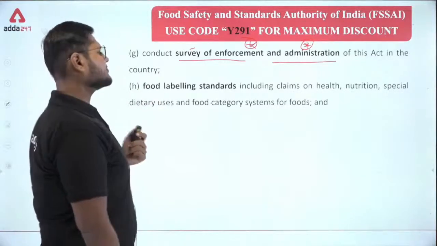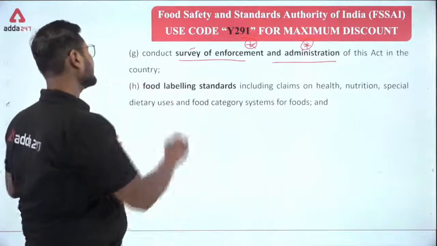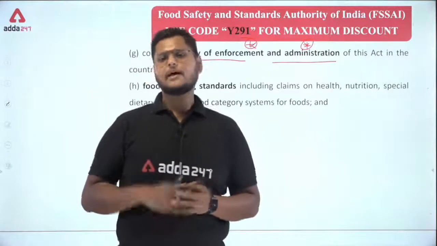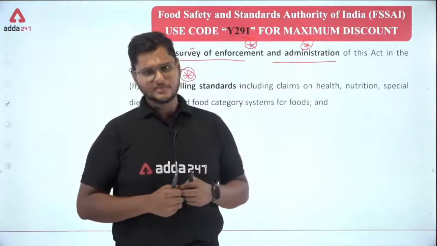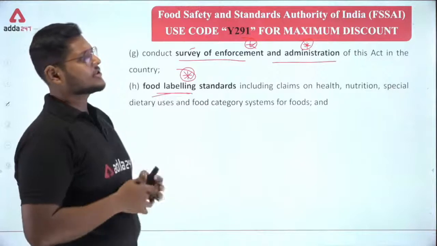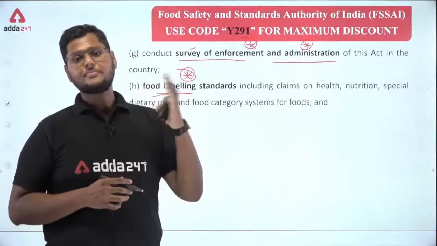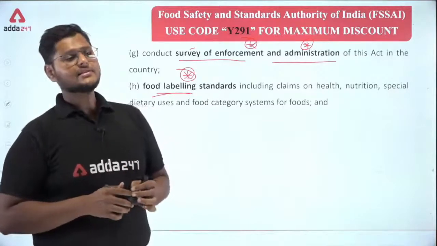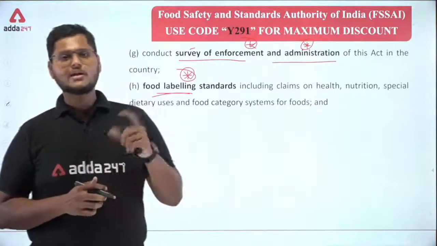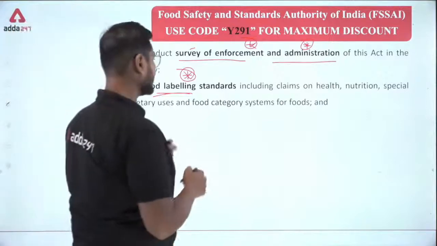Okay, next, food labeling standards including claims on health, nutrition, special dietary uses and food category systems for foods. Whenever you see a food label, usually you will find the FSSAI logo as well as the license number of the food business operator. Whatever information the food business operators are providing on the label should be correct. There are certain rules and regulations regarding this information also, what information they are going to provide, and these things are also regulated by FSSAI, including claims on health.